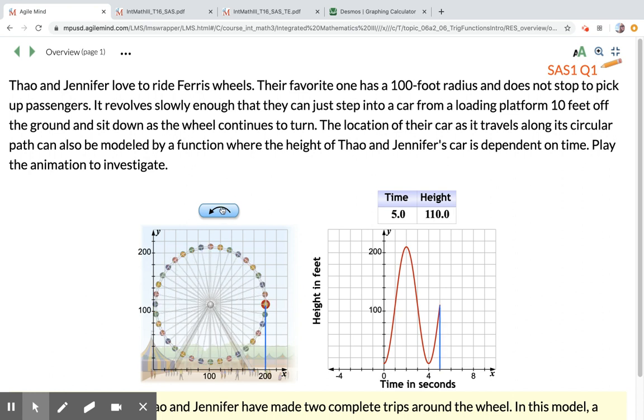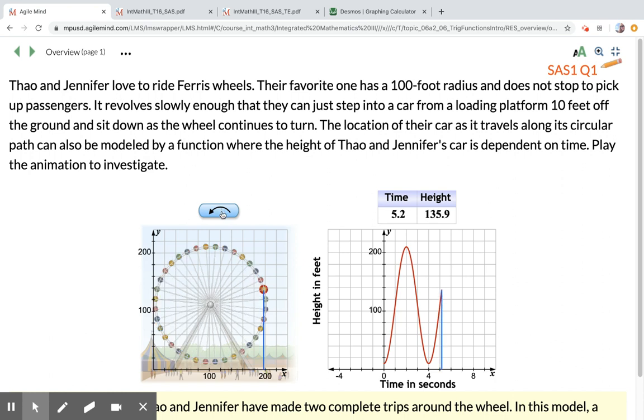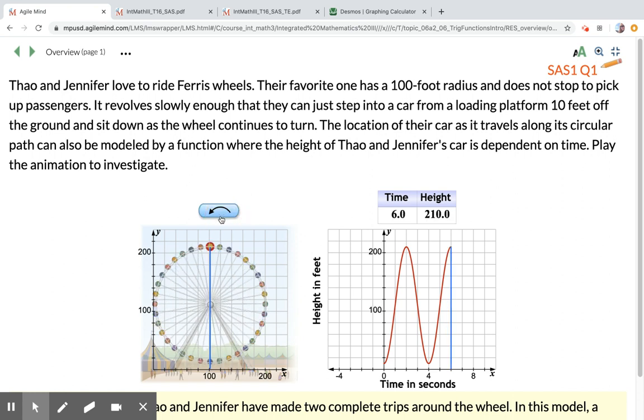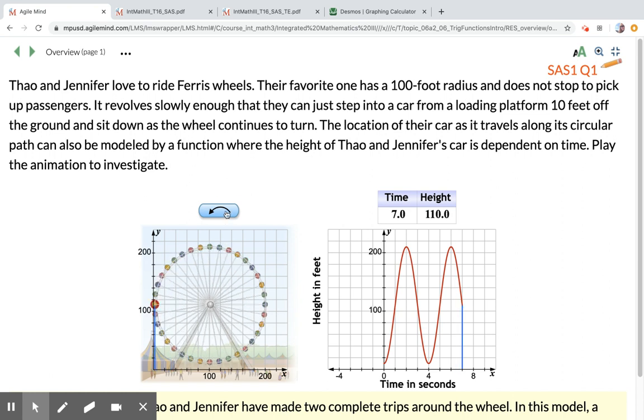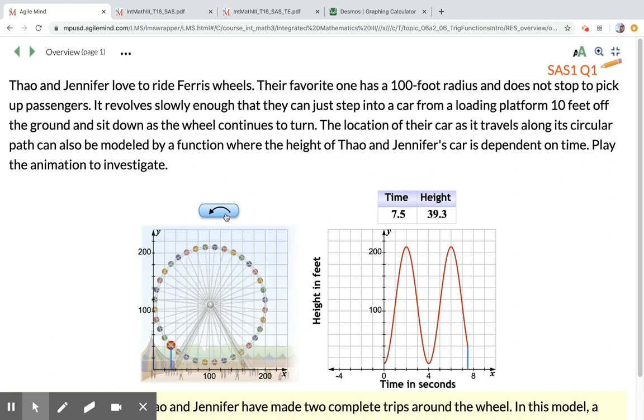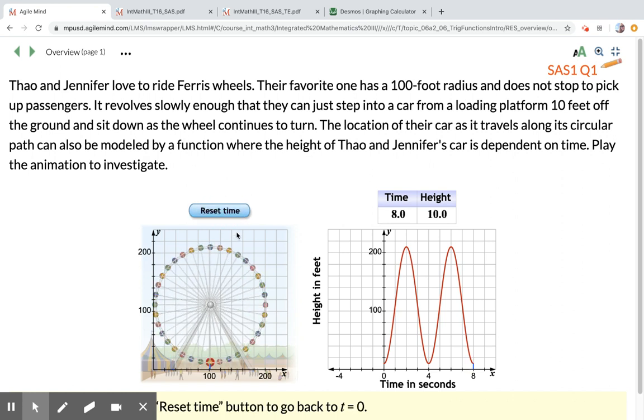At 5 seconds, they're back up to 110 feet. At 5.5 seconds, they're back up to 180.7 feet. At 6 seconds, they're sitting all the way up at the top again at 210 feet. 6.5 seconds in, they're at 180.7 feet. After 7 seconds, they're back down to 110. After 7.5 seconds, they're back down to 39.3. And after 8 seconds, they're all the way back down to the bottom again.